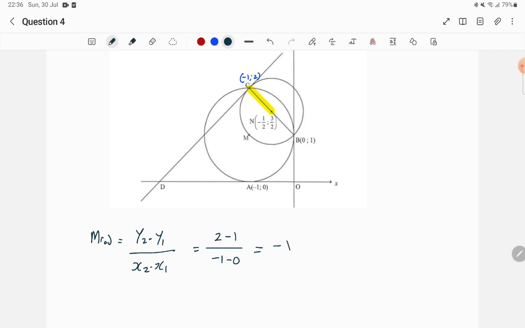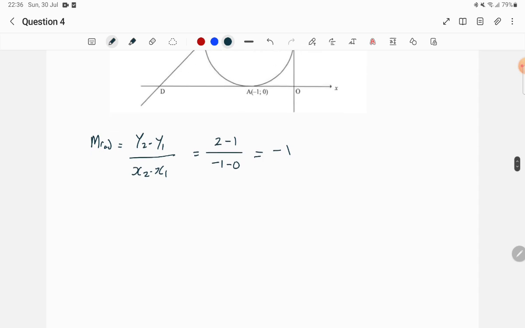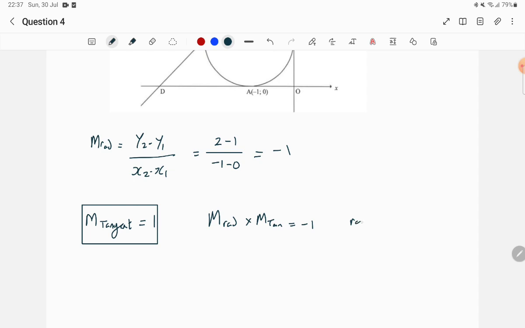of the radius. And then therefore, since the gradient of the radius multiplied by the gradient of the tangent will equal minus 1, therefore the gradient of the tangent is just 1. Right, so we have that, and we can just write our reason here. It equals minus 1, and that is because the radius is perpendicular to the tangent.